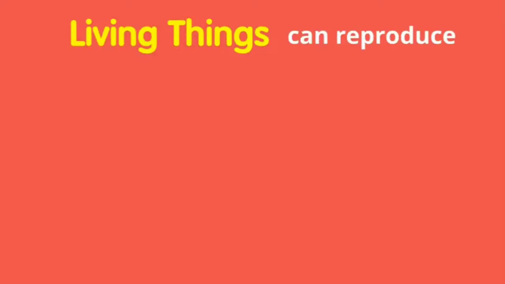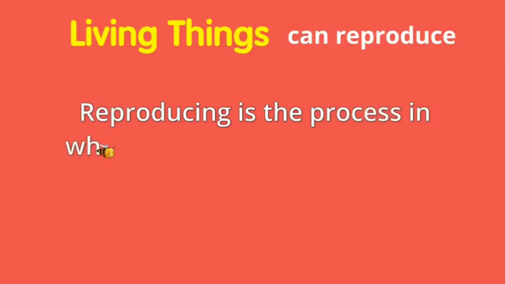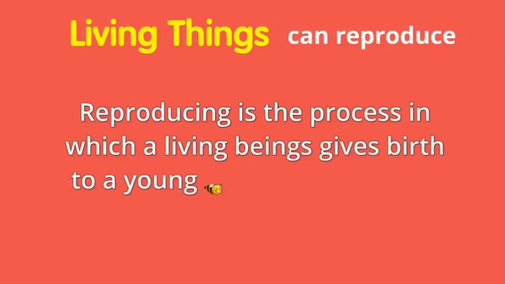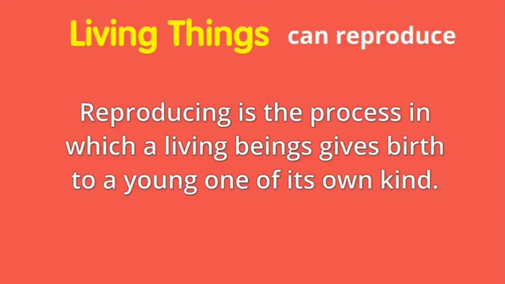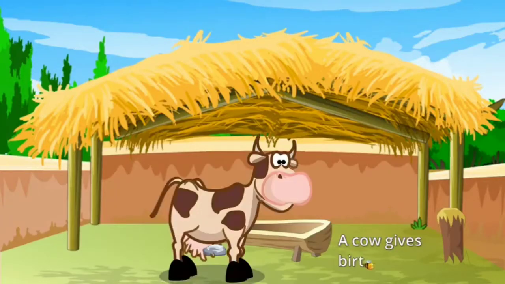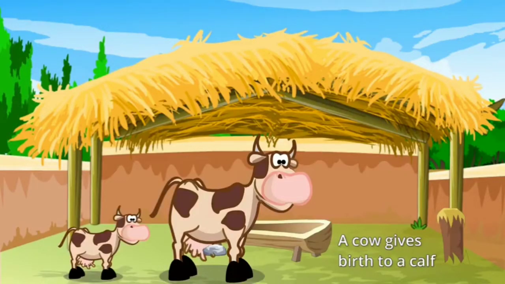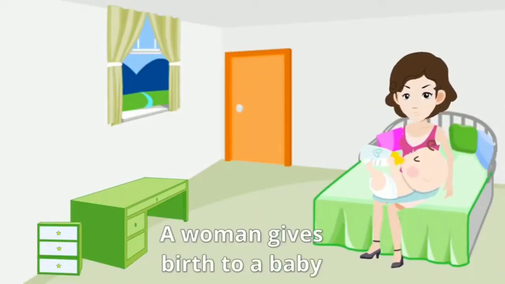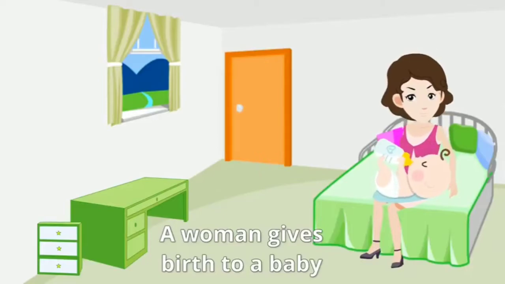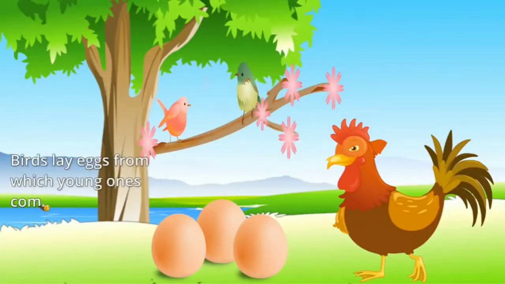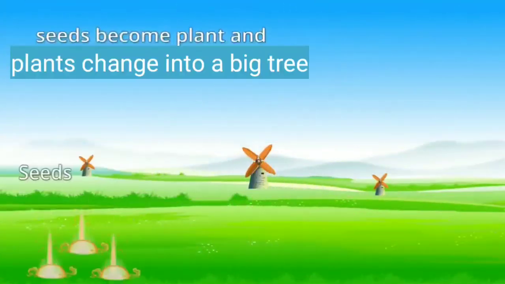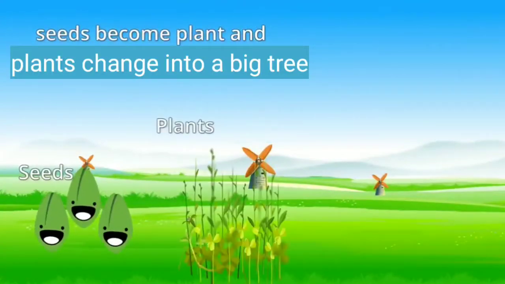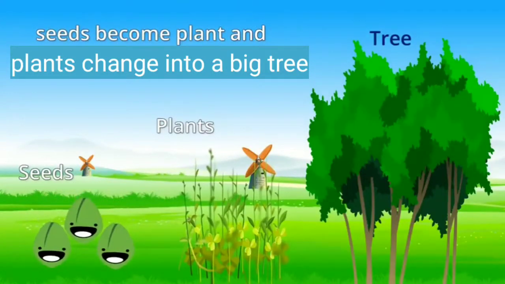Yes, living things can reproduce. Reproducing is a process in which a living being gives birth to young ones of its own kind. A cow gives birth to a calf. A woman gives birth to a baby. Like this, birds lay eggs from which young ones come out and slowly grow into adults. Seeds become plants and plants change into a big tree.